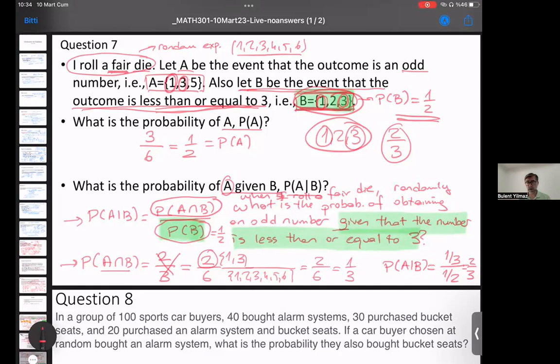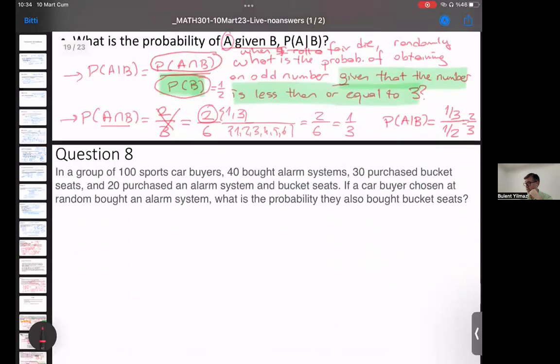Guys? Yes? Can you hear me? Something occurred in my computer. You can hear me, right? Yes. Is everything clear in this part, guys? Do you need any more explanation on that? Yes, Hocam. Let's go to the next question.